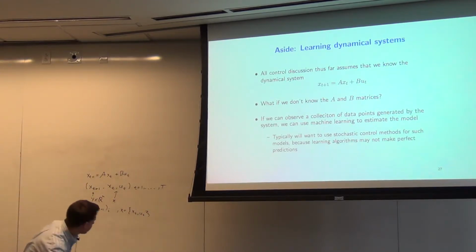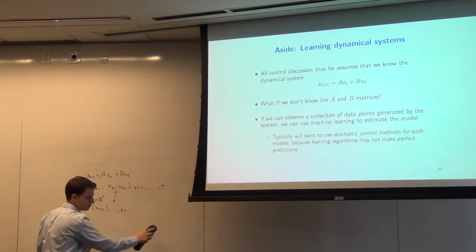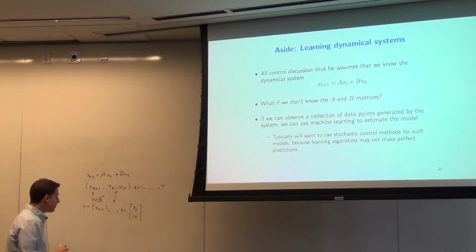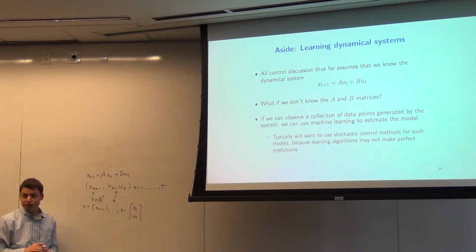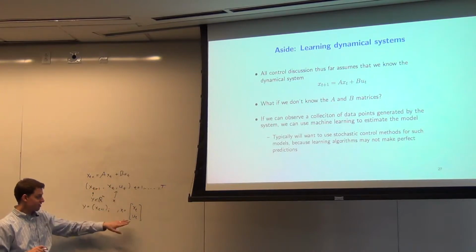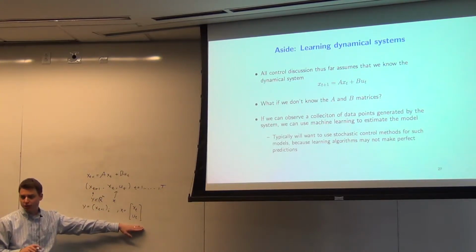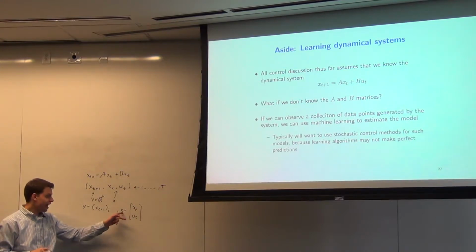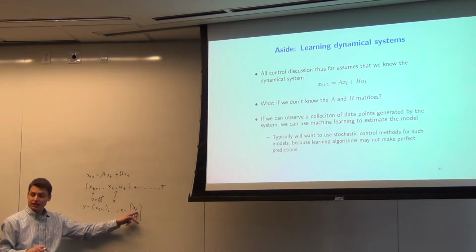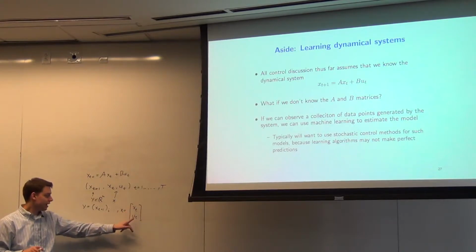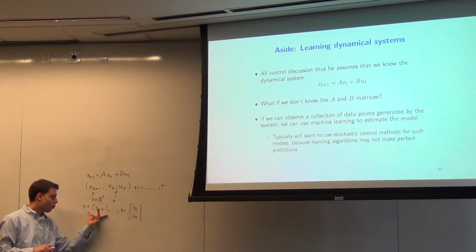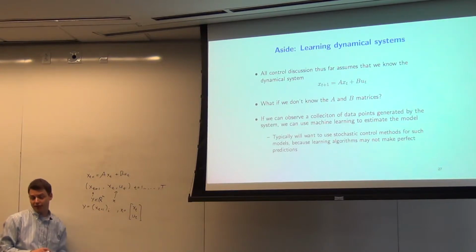Maybe I'll write it like this: x_t, u_t. And now this is just a linear prediction problem. If we want to find a linear A and B to do this, this is exactly the least squares problem, where our phi in this case is just x_t and u_t, and our output y is the ith element of x_{t+1}.